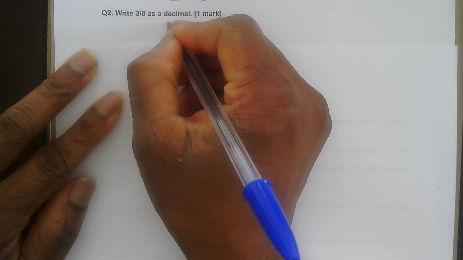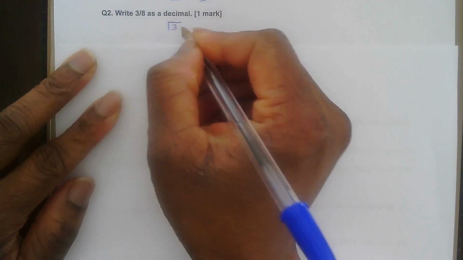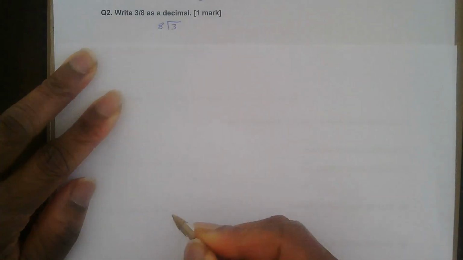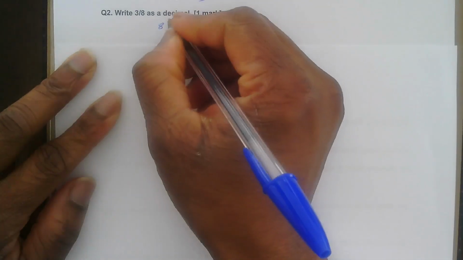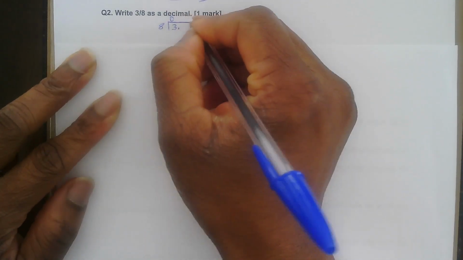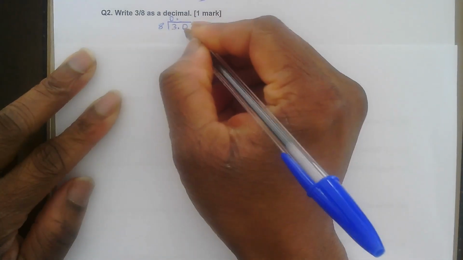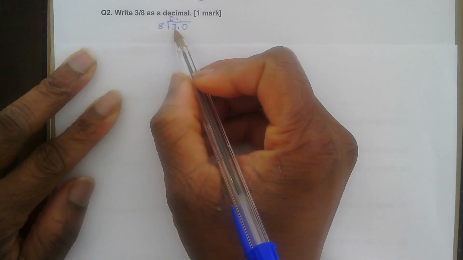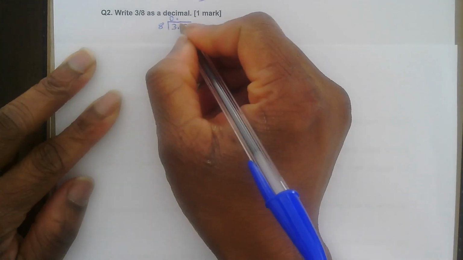Write 3 divided by 8 as a decimal. In this case, I'm going to be using the bus stop method. 3 on the inside and 8 on the outside. Can 8 go into 3? No. We introduce a decimal point and you put a 0 there. Since 8 cannot go into 3, it's 0 with a remainder of 3.